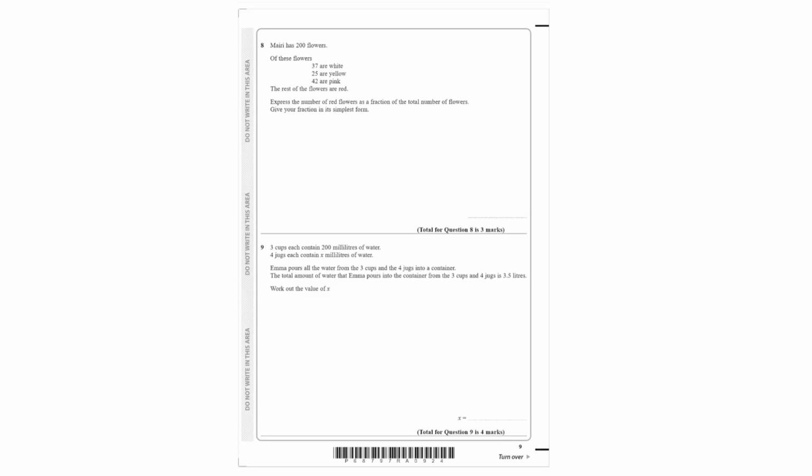Marie has 200 flowers. Of these flowers, 37 are white, 25 are yellow, 42 are pink. The rest of the flowers are red. Give the number of red flowers as a fraction of total numbers, simplifying your fraction.